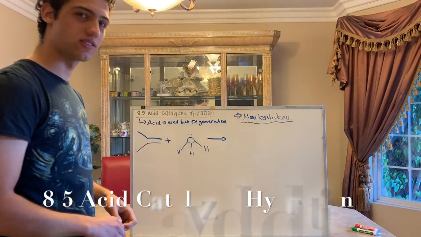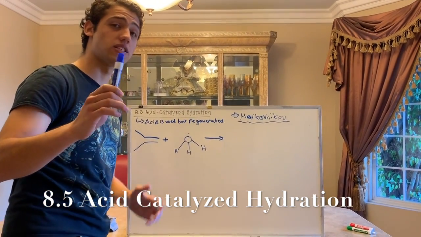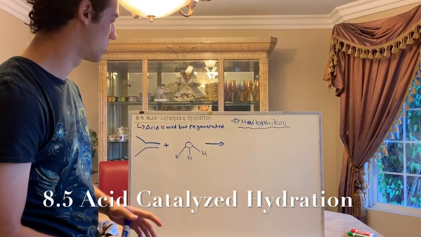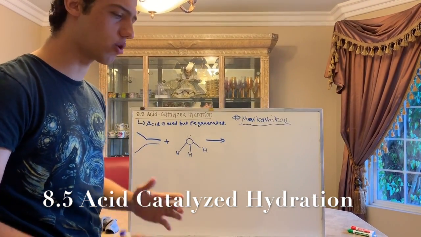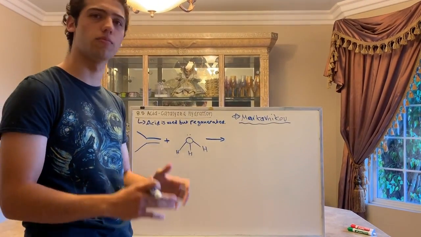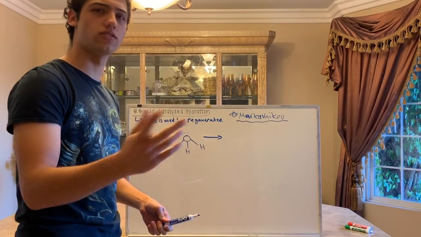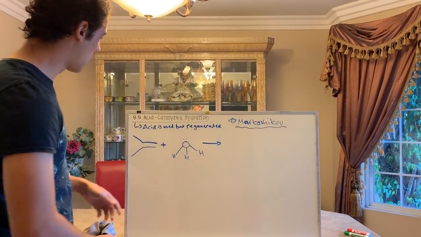Hello everyone, welcome back. Chapter 8.5, Acid Catalyzed Hydration. Let's keep in mind, this is a Markovnikov addition. So in Markovnikov, for recall, whatever I'm adding, whether it's a bromine, iodine, chlorine, or in this case an alcohol group, is going to go to the more substituted side, and the hydrogen is going to replace the least substituted side. So let's give this a look.